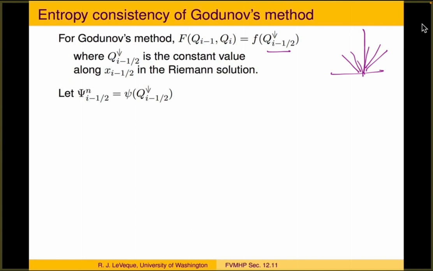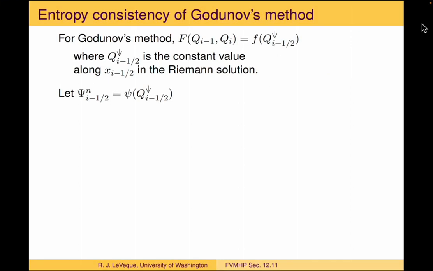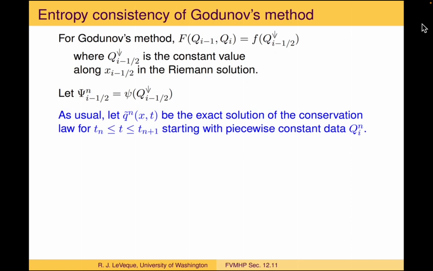But assuming that we use the correct entropy satisfying function to define our Q at I minus a half and the flux based on that, then we can look at the entropy condition, and we can simply define the capital psi at I minus a half to be psi evaluated at the value along the interface. That's how we'll define our entropy flux for the numerical method. And then, again, as usual, we'll let Q tilde be the exact solution of the conservation law, starting with the piecewise constant data, and by exact solution I mean the entropy satisfying exact solution that has rarefaction waves if necessary.